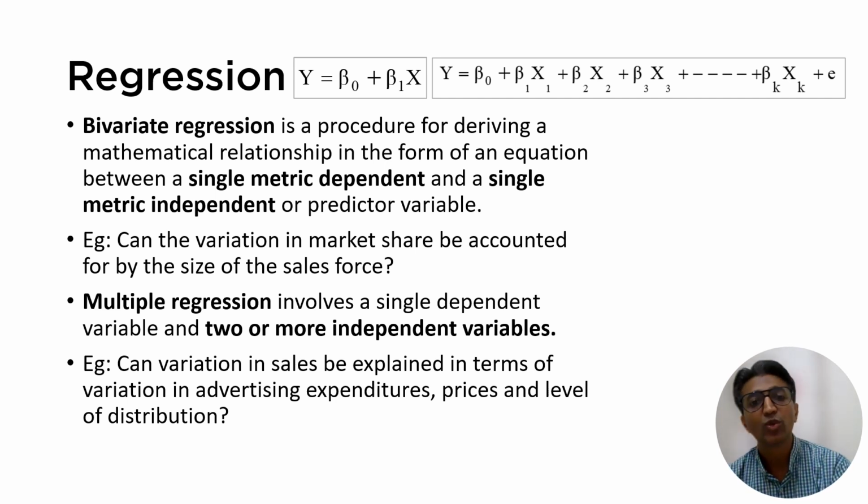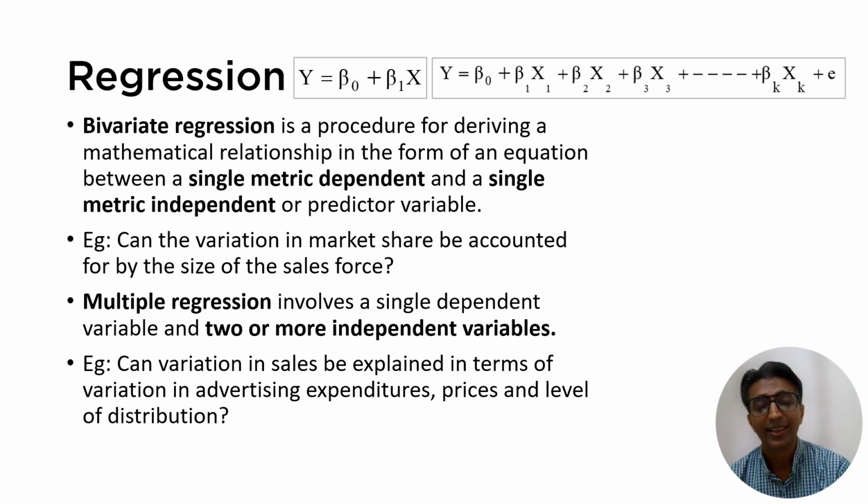So when there are two variables involved, one is the dependent variable, which we normally abbreviate as DV, and another is capital X, the independent variable, abbreviated as IV. When two variables are involved, we normally use bivariate regression. By definition, it is a procedure for deriving a mathematical relationship in the form of an equation between a single metric dependent and a single metric independent variable, which is also called the predictor.